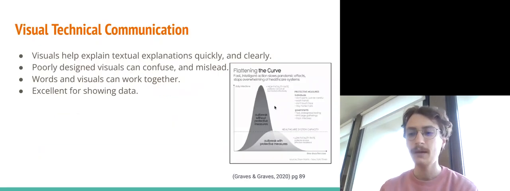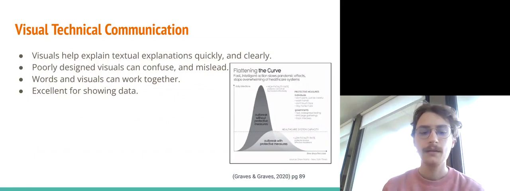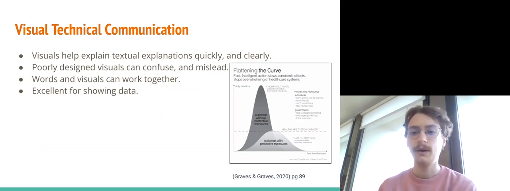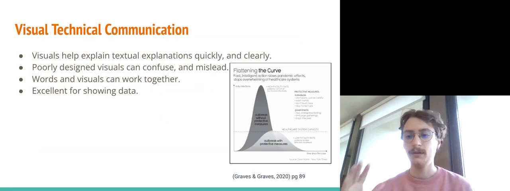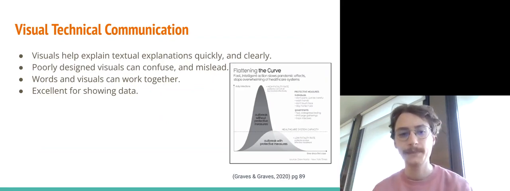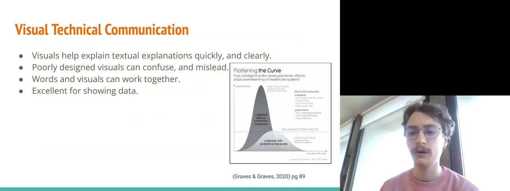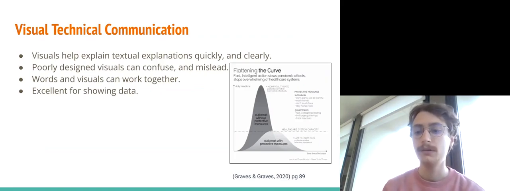Okay. First, I want to talk to you about visual technical communication. Visuals help explain textual explanations quickly and clearly so that the reader and listener can understand what they are reading in a more clear and concise sense by having that visual component with it that helps lay everything out for them. Poorly designed visuals can confuse and mislead, so it's important to make sure that our visuals are as clear and concise as possible. So just showing the bare minimum amount of data they need to show and information they need to explain.